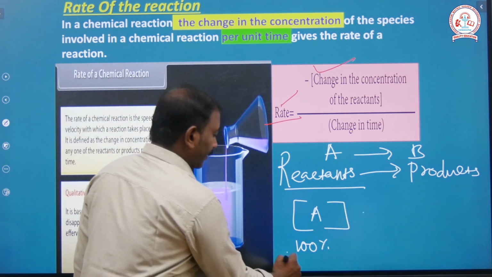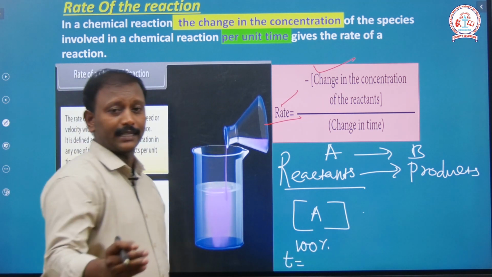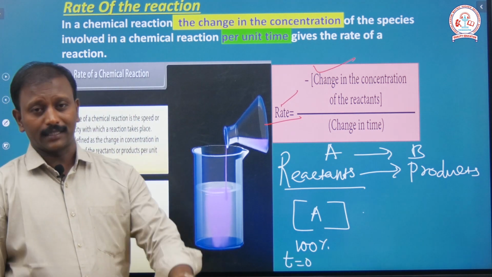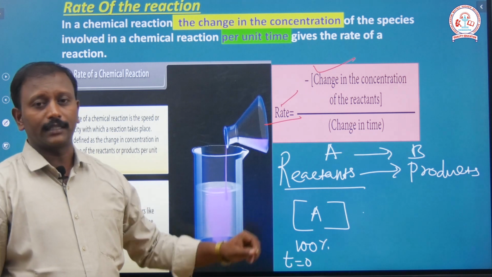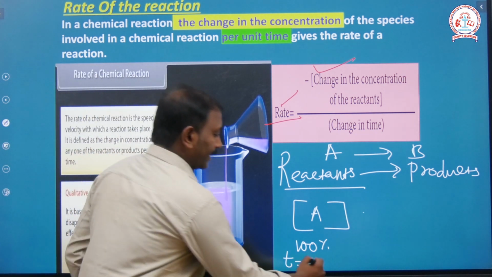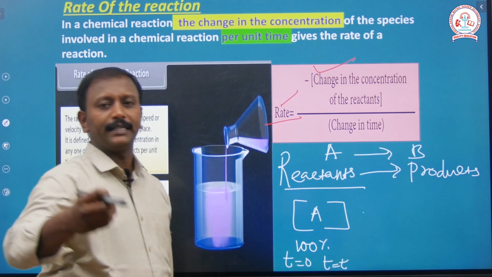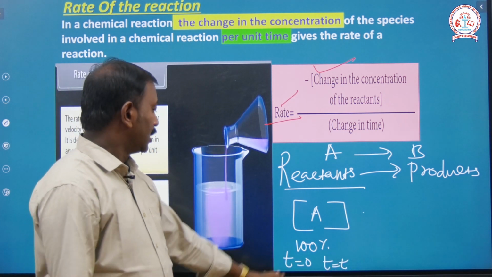But at time zero, we cannot start the chemical reaction. So that time is 0 seconds, and we haven't yet found the rate of the chemical reaction. If we take some time, that means t equals 10 minutes, or 20 minutes, or 15 minutes, or 30 minutes. So that is the time.